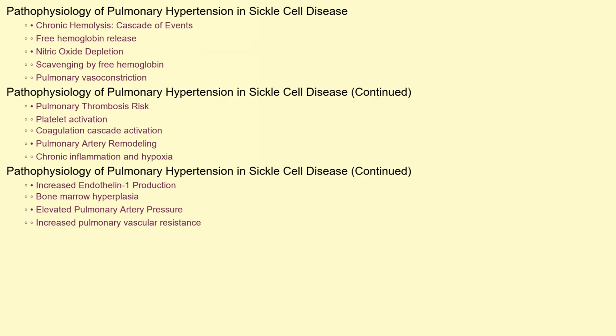The chronic inflammation and hypoxia caused by sickle cell crises further contribute to the remodeling of the pulmonary arteries, leading to increased pulmonary vascular resistance and ultimately, pulmonary hypertension. Bone marrow hyperplasia in sickle cell disease can lead to increased endothelin-1 production, which is another potent vasoconstrictor. All of these factors work together to significantly elevate pressure within the pulmonary arteries.